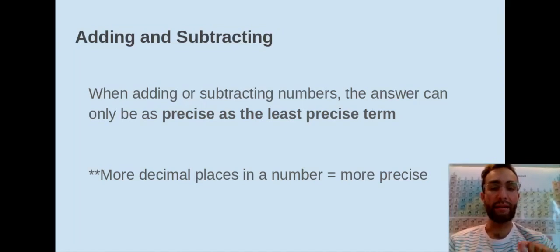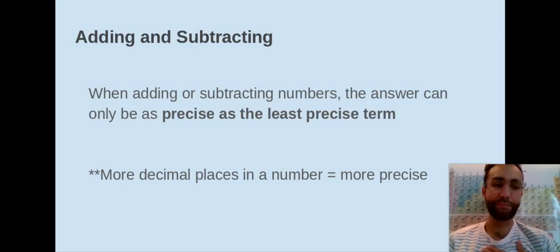It's got more decimal places to make it more precise. So when I add and subtract, my answer is going to be as precise as the least precise term. It's another way of saying the one with the least amount of decimal places. So whichever number has the least number of decimal places, that's what my answer is going to have also. So let's look at some examples.